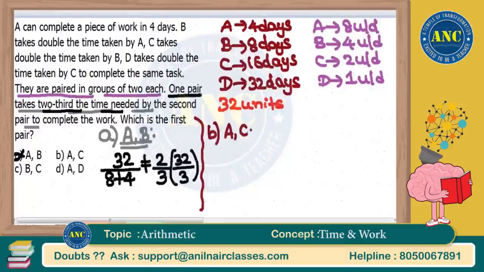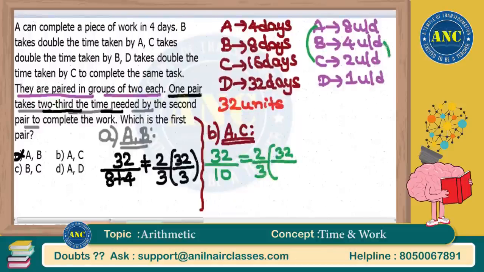Second option, if I take A and C: 32 divided by A plus C is 8 plus 2, 10. This is equal to 2/3 of B and D. 32 divided by B plus D is how much? 4 plus 1, 5. Are they equal? Left hand side is not equal to right hand side. That also is incorrect.